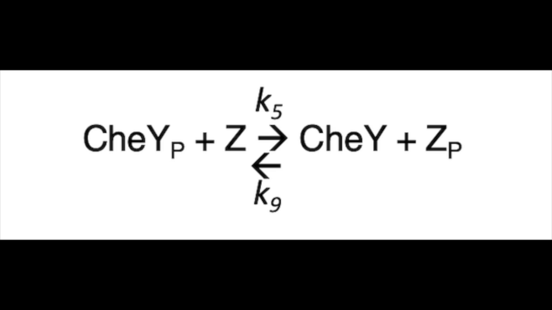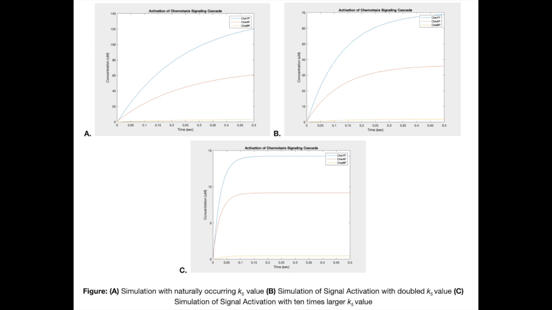In an attempt to identify other possible targets for modulating the sensitivity of the system, the model was used to analyze the impact of altering the rate at which signaling molecule Z dephosphorylates key Y. 2 different conditions were simulated and compared against the naturally occurring system. The first condition looked at a doubled rate value for K5, and the second condition modeled a tenfold increase in this same value. It had been hypothesized that the concentrations of phosphorylated key Y and key A would decrease as a result of increasing the rate of dephosphorylation of key Y.